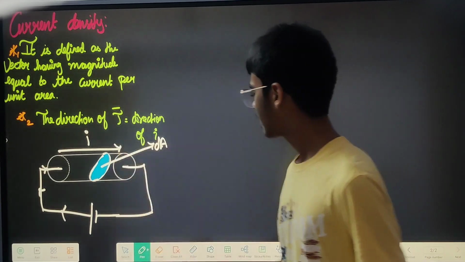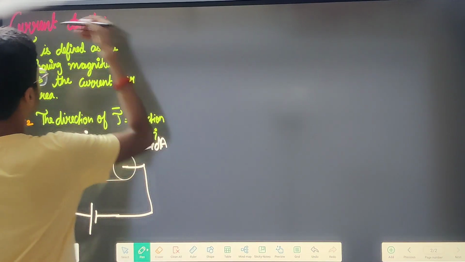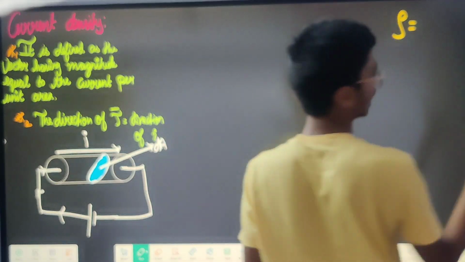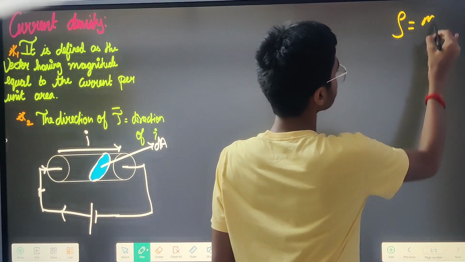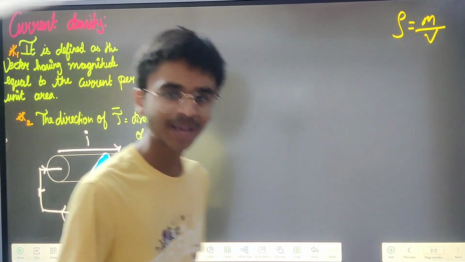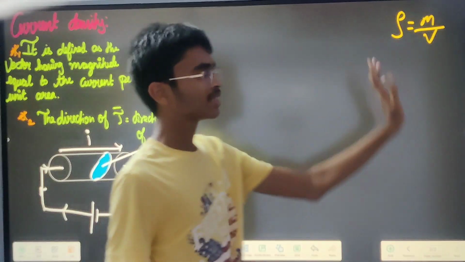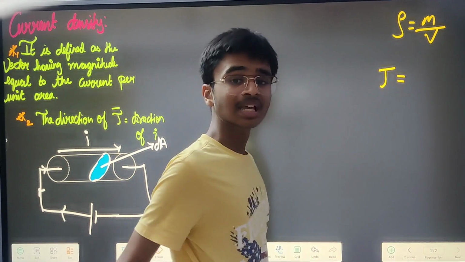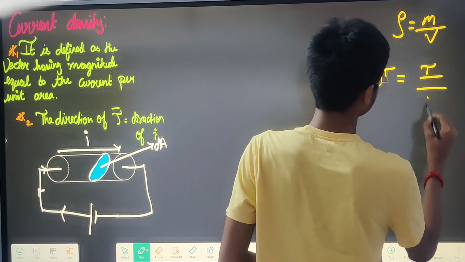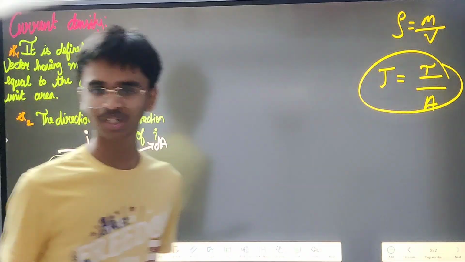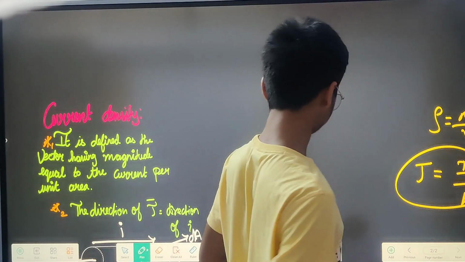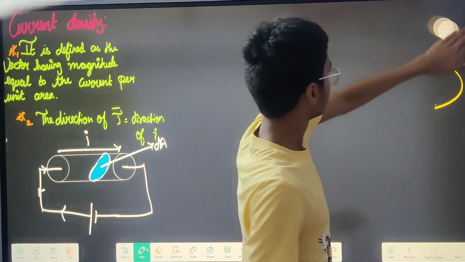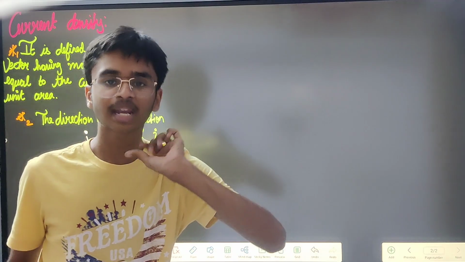See, first, what is normal density? Density is mass by volume, right? This is something I'm going to erase, not that important. So density is equal to mass by volume. Here it is normal density, then current density, which is J. So J means current per area. This is what current density normally means: current per area.